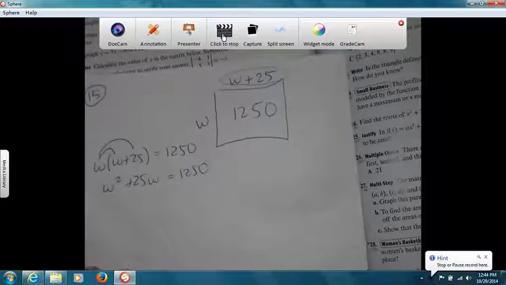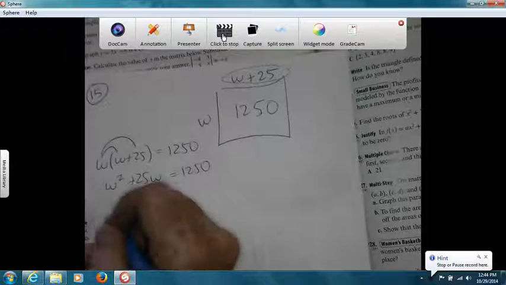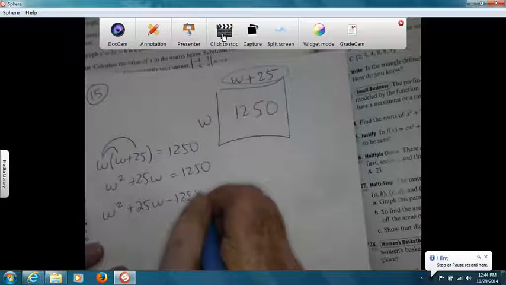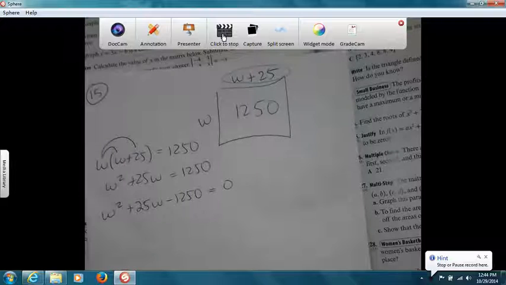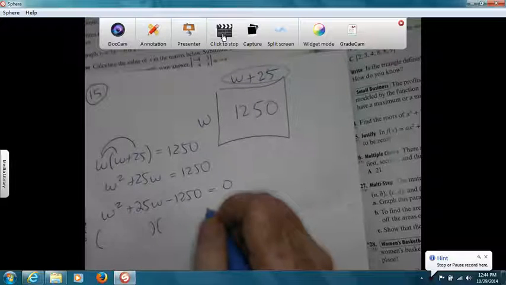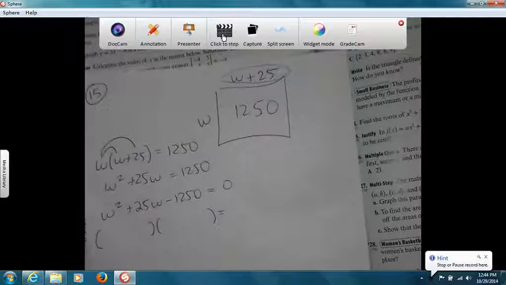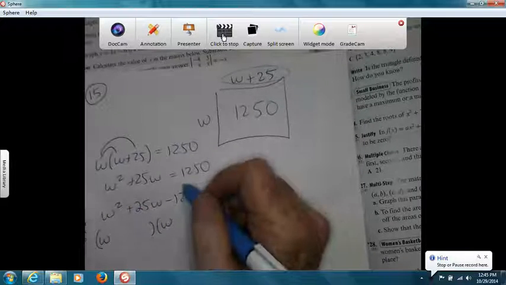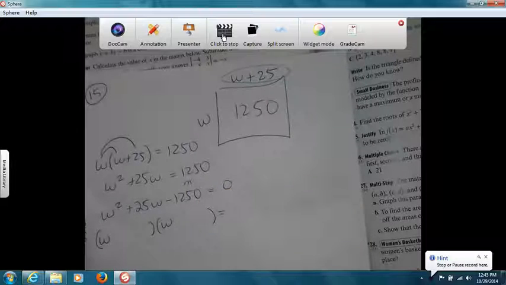Yeah? Okay, so this is kind of like, it's not an X, it's a W, but this should look a little bit familiar because we've been doing quadratic equations. What great practice this is. We're going to want to factor it and use the zero product property. Luckily for us, the coefficient of W squared is just 1. So that means we can just stick our W's right in here and find the two numbers that multiply to make 1250 and add to make that number.